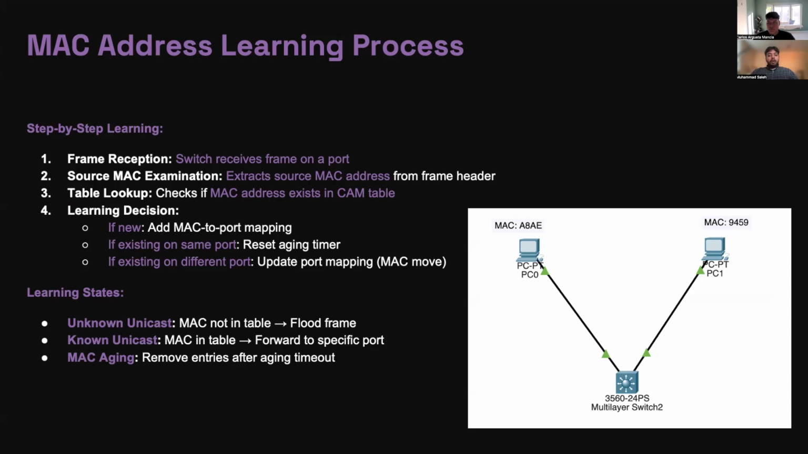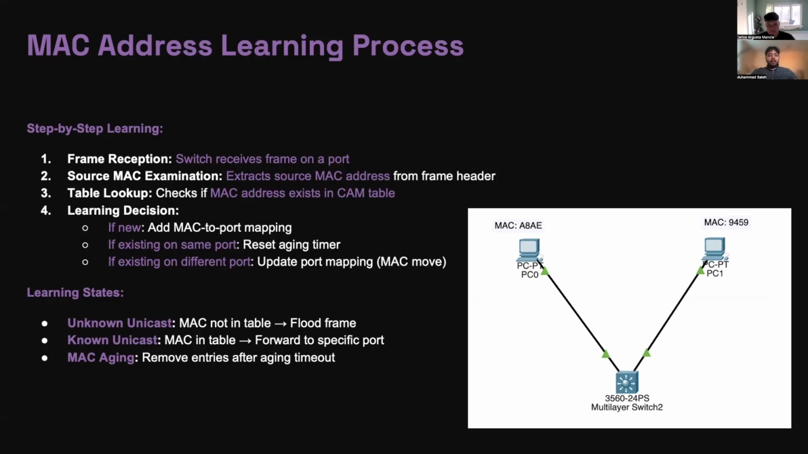Now, learning states-wise, you have unknown unicast. If the destination MAC address is not in the CAM table, so source MAC address, you already know that it's associated with the specific port. In this example, we can say FastEthernet 0/1. But the destination MAC address, you do not know where or which port the destination MAC address is at. Then the switch will flood the frame on all the ports that it has. And the PC that has that address will send back to the switch that, hey, it's me. And that's how it will populate the information about the destination PC or whatever device you're using.